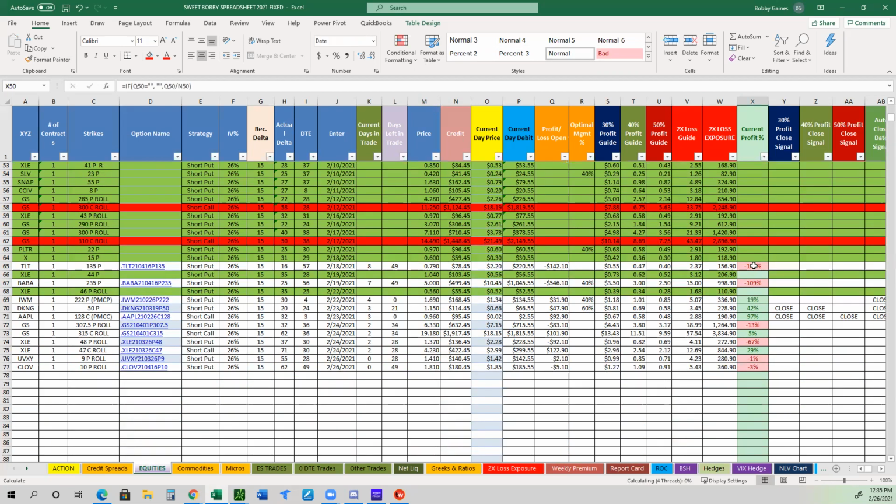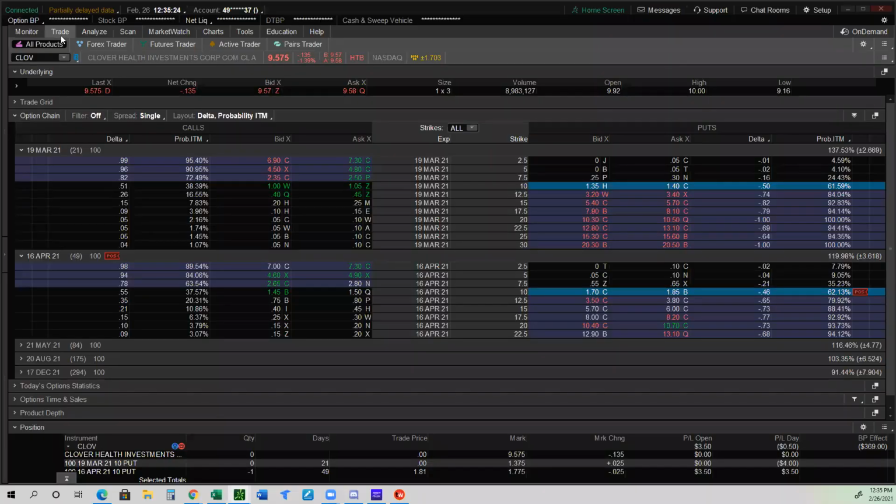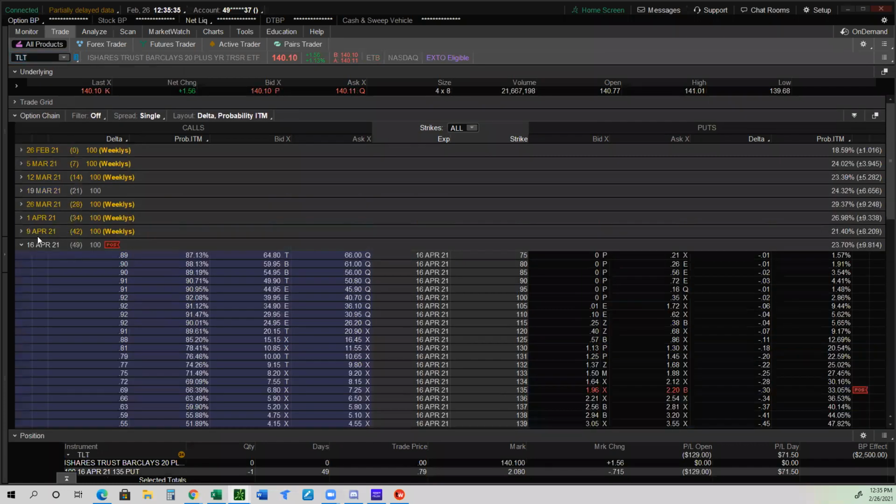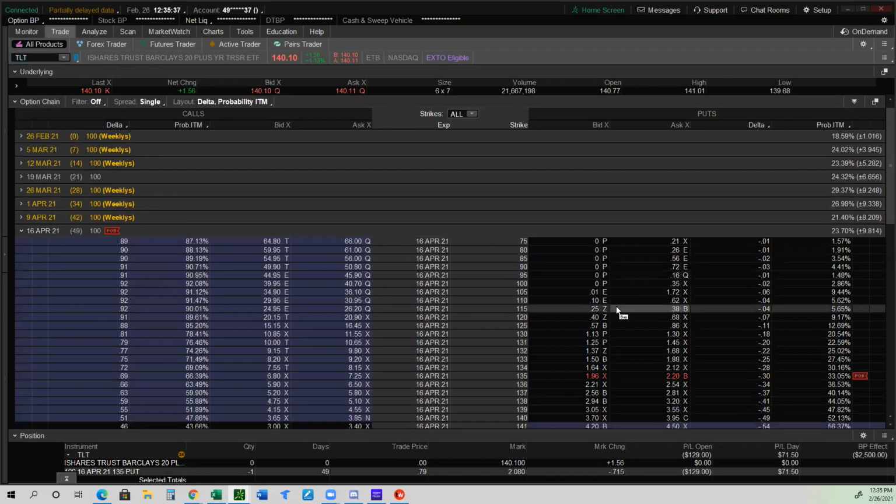Oh my gosh, TLT is at 49 days, right? We've only been in this 8 days. Let's just look at it. It's at the 135 put. That's down $142. But we've got a lot of time left in that trade. So let's just look at it. Lots of stuff going on in the bond market, right? Let's just see what it looks like on our little screen so I can visualize it. I'm a visual learner, y'all. So where are we with TLT? Here we go. Oh, man, are you kidding me?